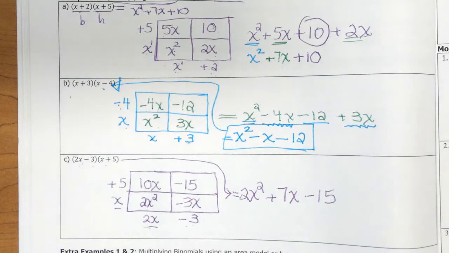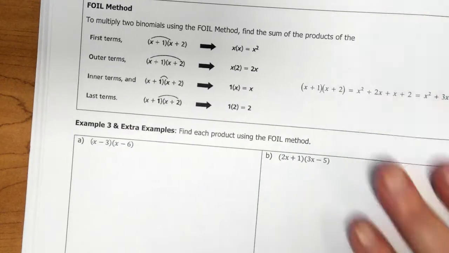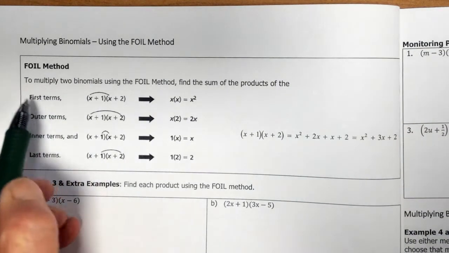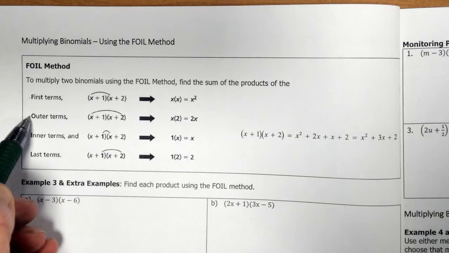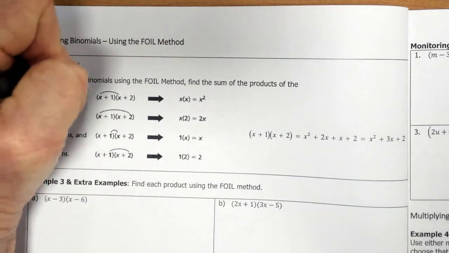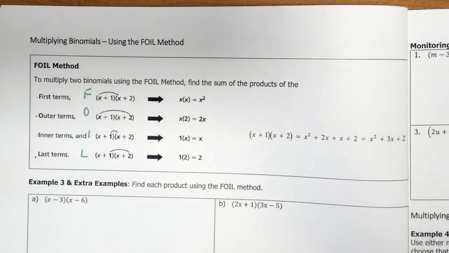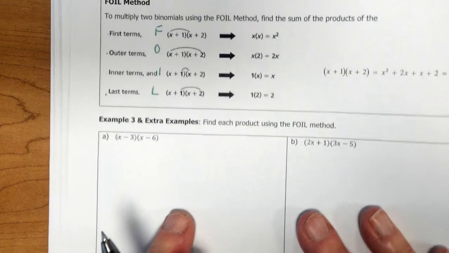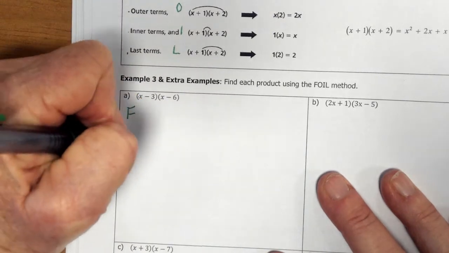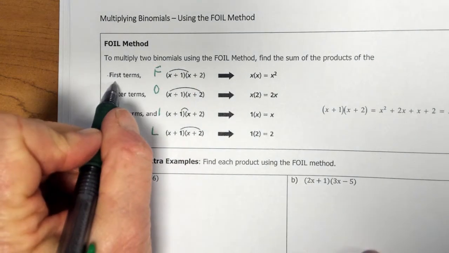Now what I'm going to do is I'm going to show you using FOIL. So take a look right here. Here's the FOIL method. FOIL means first, outer, inner, and last. So we typically write F-O-I-L to just reference people to help. So let's do this in this first box right here, and I'm going to take you step by step. F-O-I-L. So I'm going to multiply the first terms.